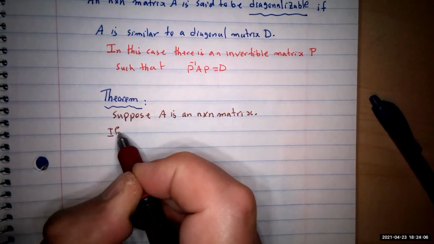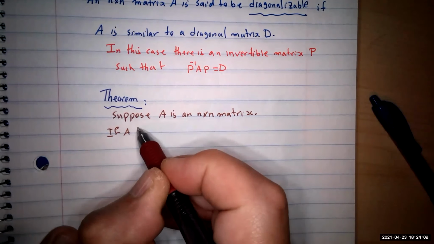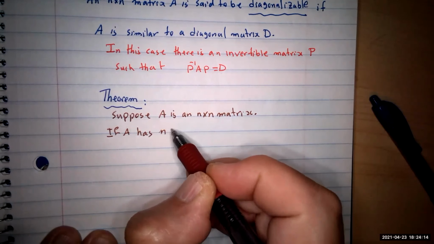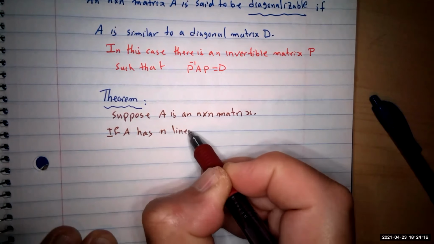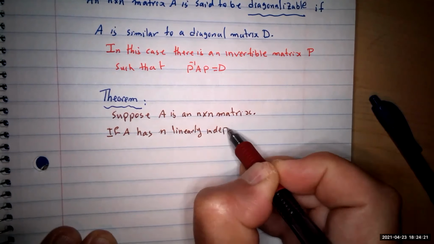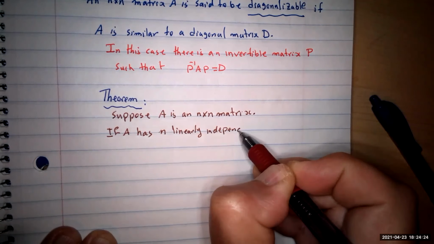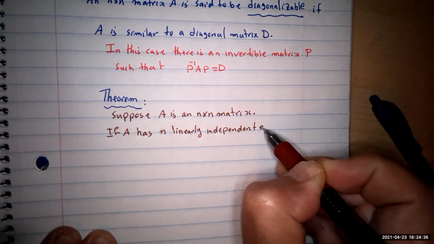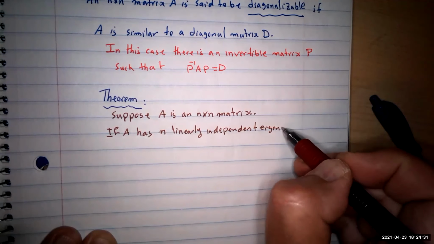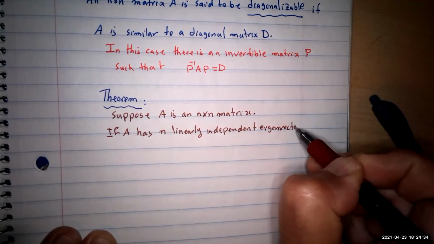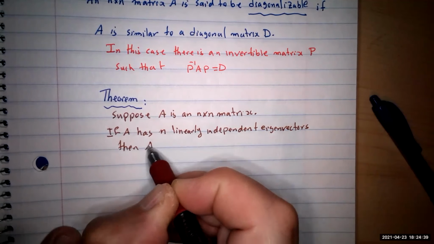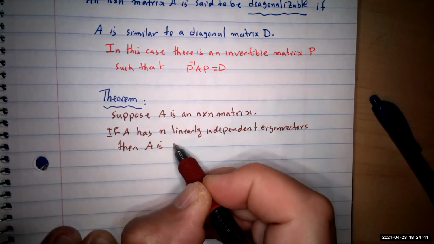If A has n linearly independent eigenvectors, remember, you need those eigenvectors to form the P, then A, that's it, is diagonalizable.